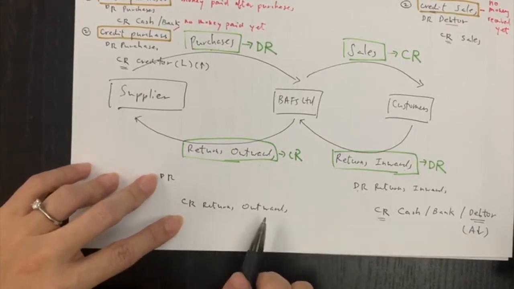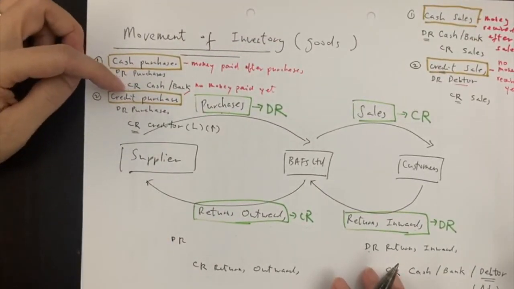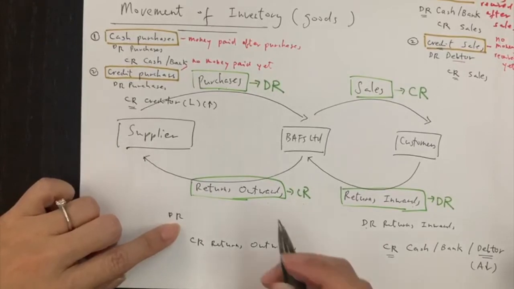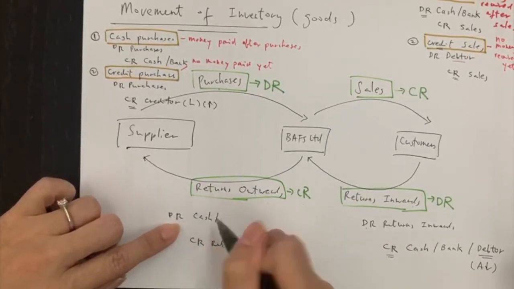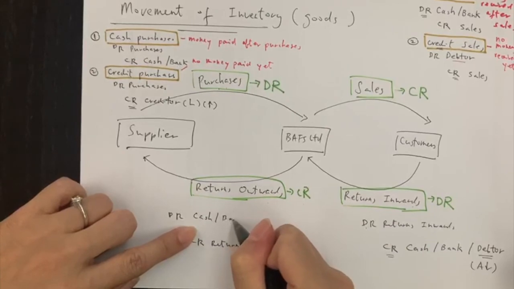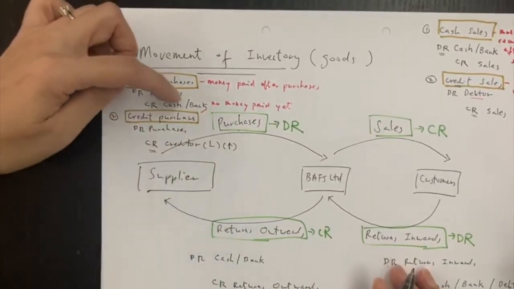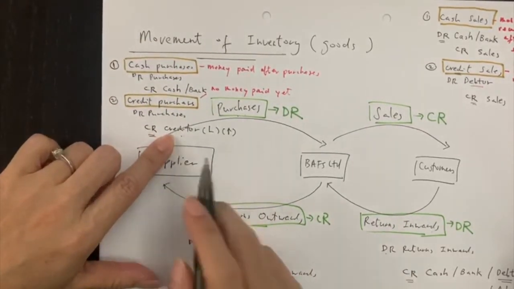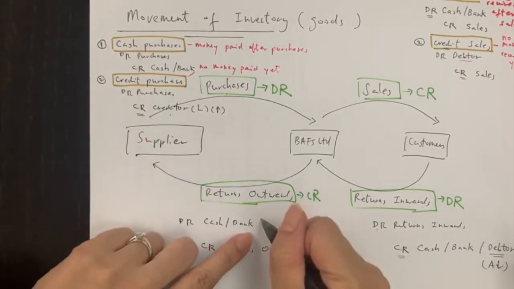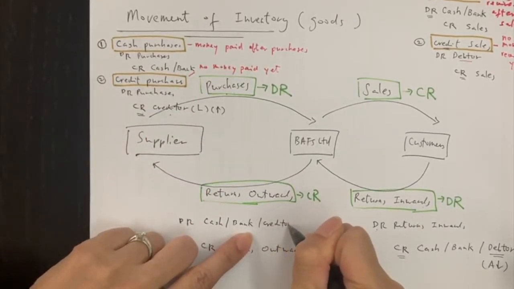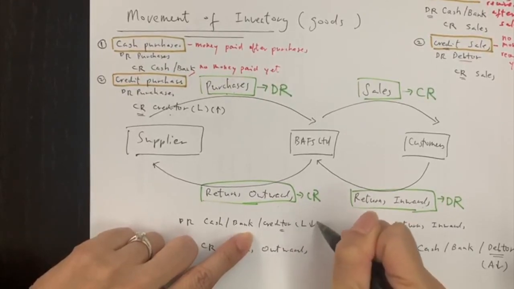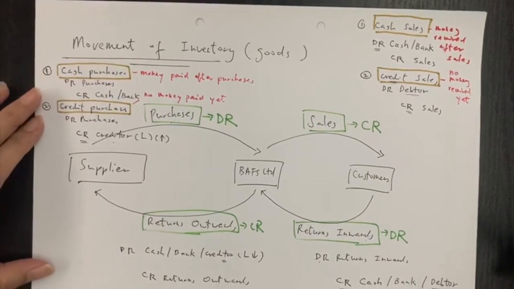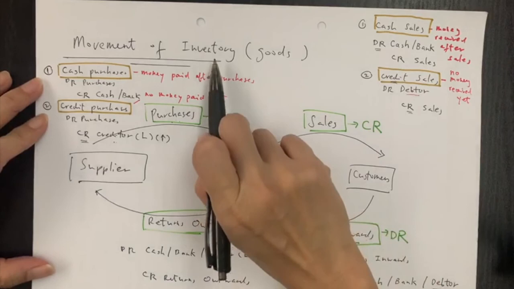Okay, so if it is returns outwards, we should receive money, we should get a refund from the supplier, so we get more cash, or we can have more money in the bank. So what if we don't pay before? If we don't pay before, we make settlement with the creditor, so we owe the creditor less, so liability goes down, so we debit creditor. That means liability going down. Okay, so that's all the transactions and the double entries related to inventory.